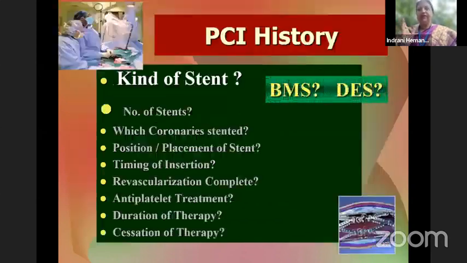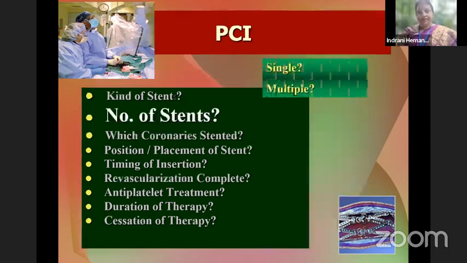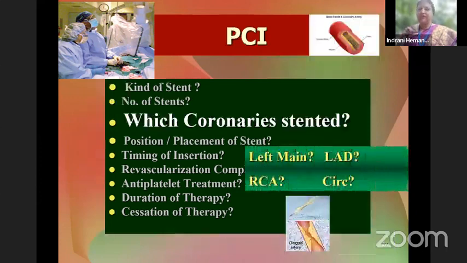So the history, when it comes to the stent: you need to know what kind of stent was being used, because you have to decide whether the patient can be taken up within a month or within 6 months. BMS or a drug-eluting stent. How many stents were placed? Single or multiple? Which coronaries were stented? The left main, LAD, RCA or circumflex, or all of them, or none, or some of them?